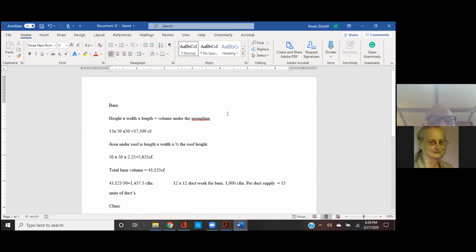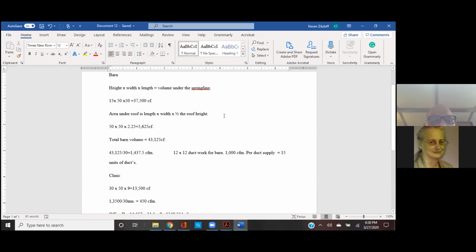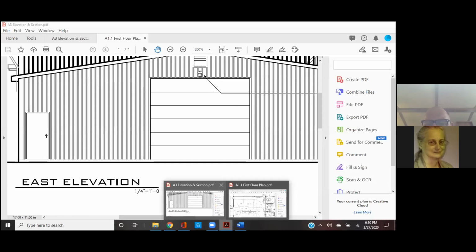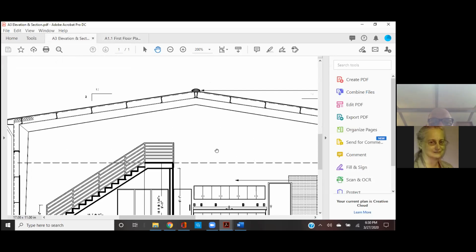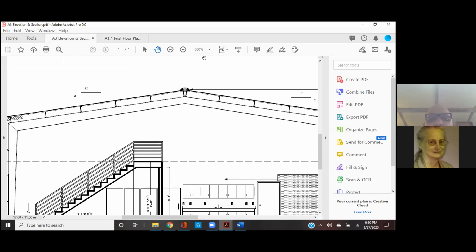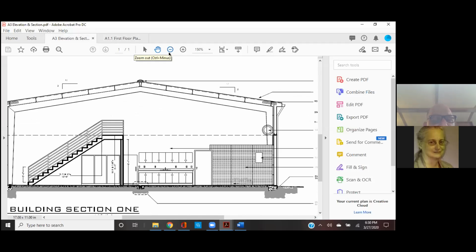Okay, so the barn is 15 times 50 times 50, and that's cubic feet. Height times width times length. That's the area under the sloped roof. So if we look over here, first one, scroll down. I should make this a little smaller. That's easier for me to see it this way.